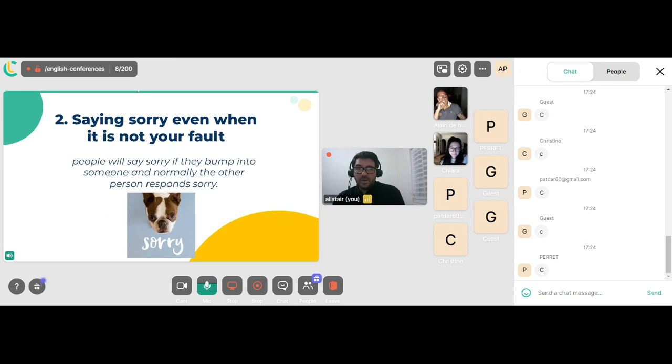Number 2 is also very true. It's something that I do myself. Saying sorry even when it is not your fault. So people will say sorry if they bump into someone. Sorry. And normally the other person responds, sorry. Sorry. So 2 people apologizing. And this, of course, in one of those queues, if someone were to bump into each other. So this is, again, a legitimate example of English etiquette and how sometimes it may seem a little bit of a cliche, but true.